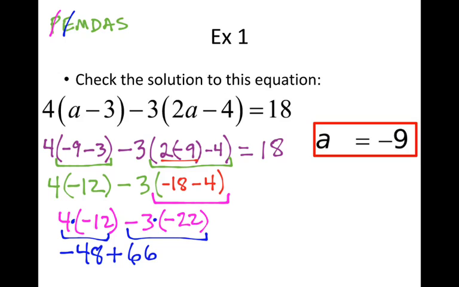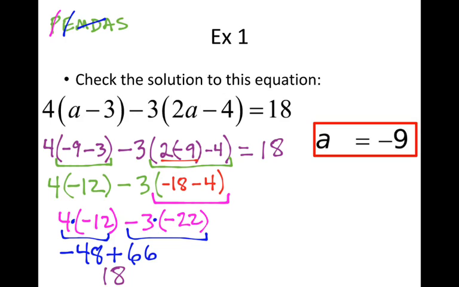We're done with multiplication and division, so now we're on addition and subtraction. So we've got negative 48 plus 66. 18, yes. Since the 48 is negative, we're actually subtracting them, right? So we get 18 here. And that's it. That's all I can simplify, right?